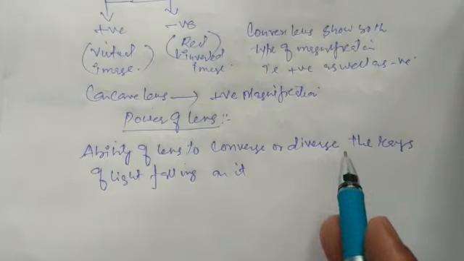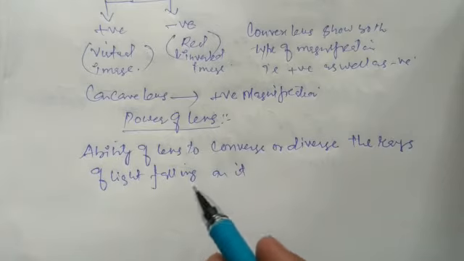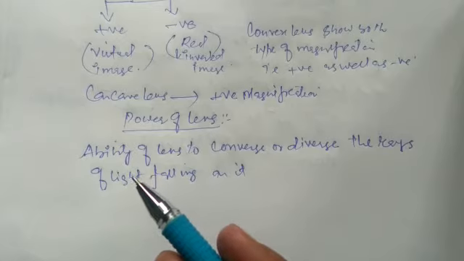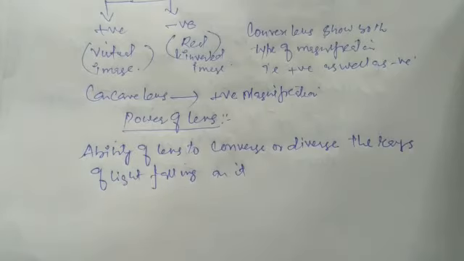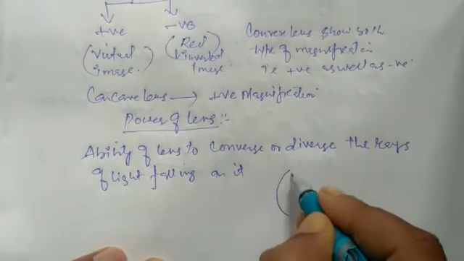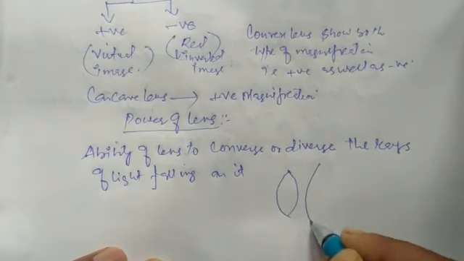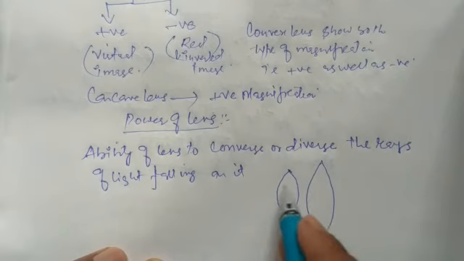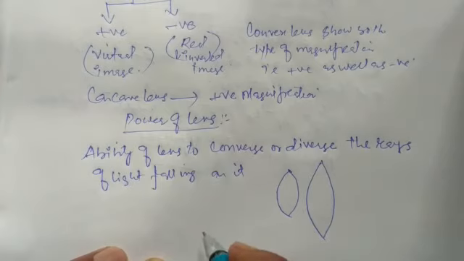If a lens converges or diverges more, then it's having more power. For example, if we take two convex lenses, if one among the convex lenses converges more, then that is having more power than the other convex lens. And same will be the case in case of the concave lenses.